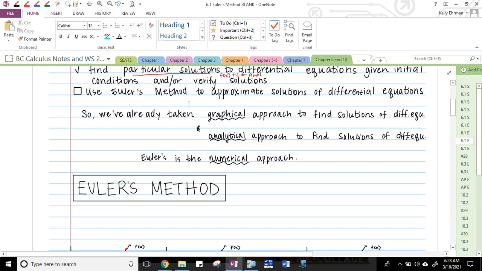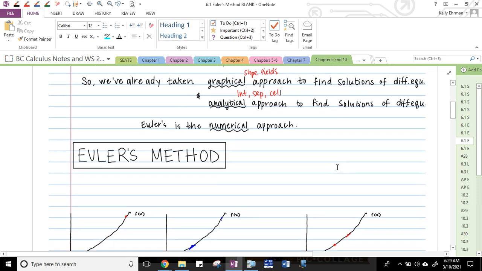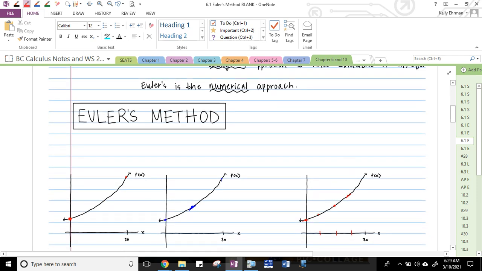So today we're going to use Euler's method to approximate solutions of differential equations. So we've already kind of looked at a graphical approach to finding solutions of differential equations. That's slope fields. And the analytical approach to finding solutions is integrate, separate, celebrate. So we would consider Euler's method to be kind of like a numerical approach. And basically, Euler's method is just repeated tangent lines.